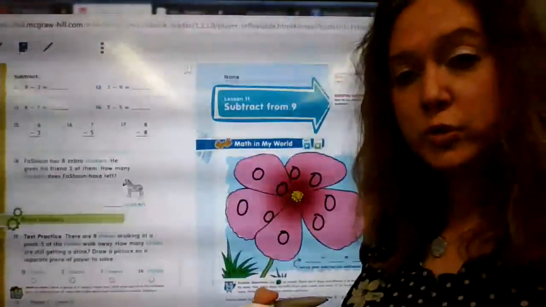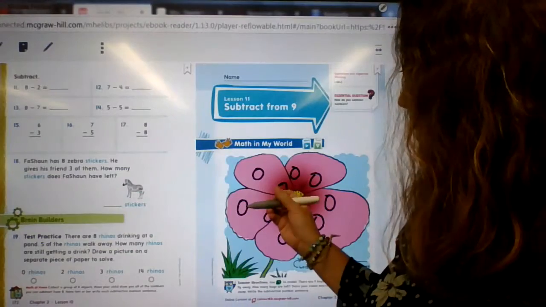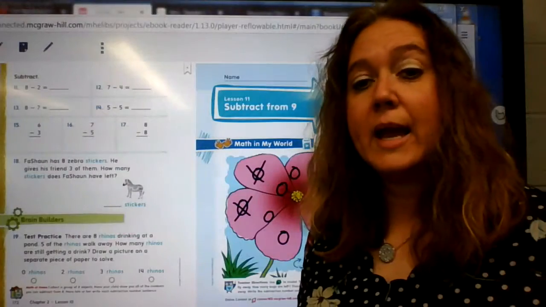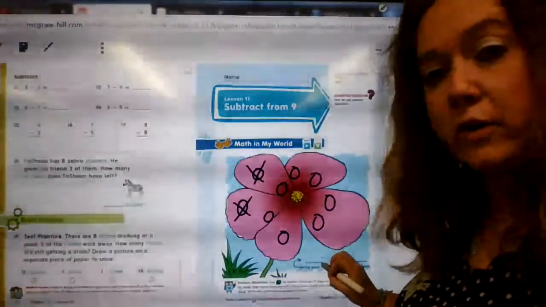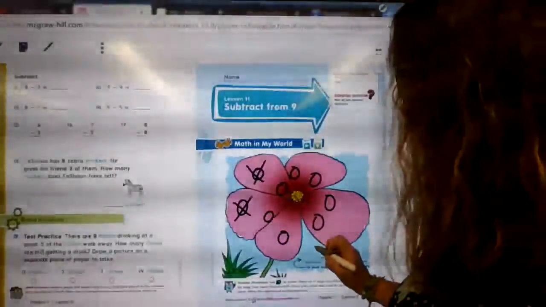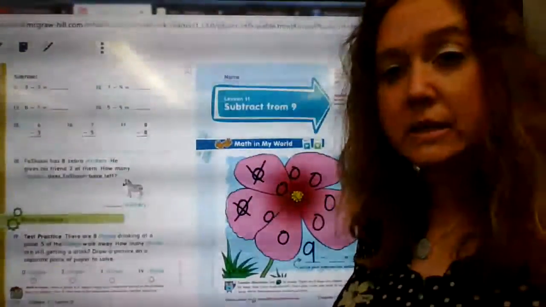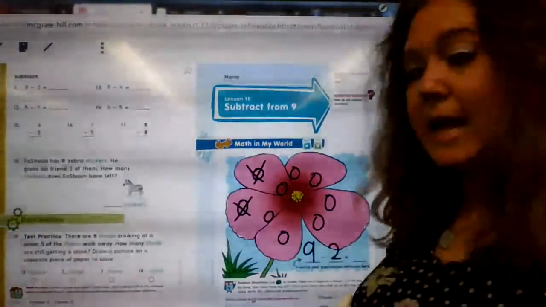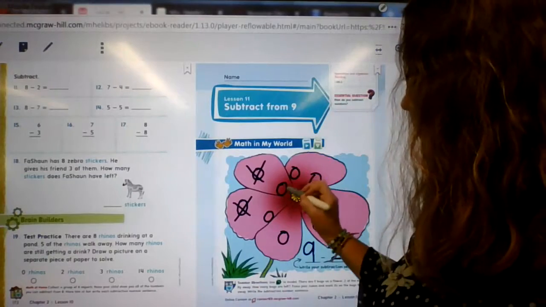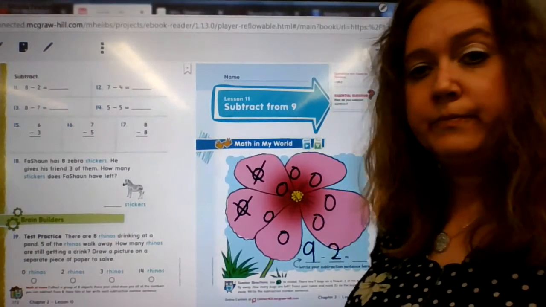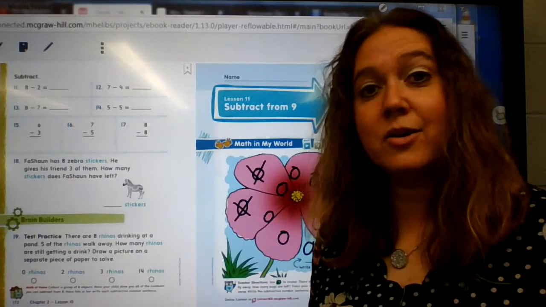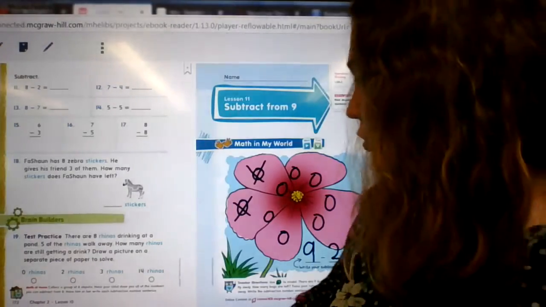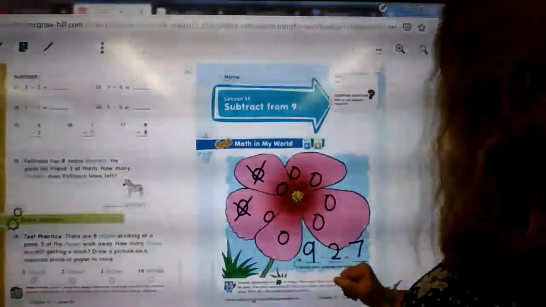Okay, 2 of the bugs flew away. So I'm going to cross off 2. 2 of them flew away. How many are left? Oh, I forgot. We're going to write our subtraction number sentence here. So we started off with 9. 9 bugs. 2 flew away. Now, how many are left? 7. 9 minus 2 equals 7. Okay.